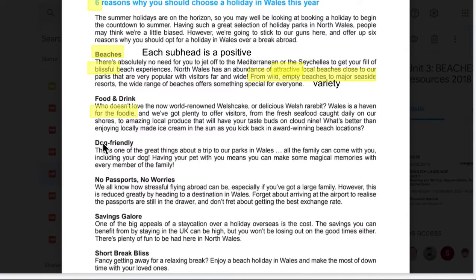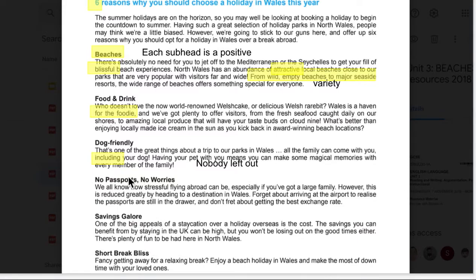Here we've got, moving on, this idea of dog friendliness. I'm scanning, I'm looking for what's so positive about being a dog friendly place. Including your dog, every member of your family. So what we've got here is a sense that it's inclusive. A holiday in Wales, nobody is left out. Let's make a quick note of that. Okay, probably just want a couple more to make sure that I've got that variety.